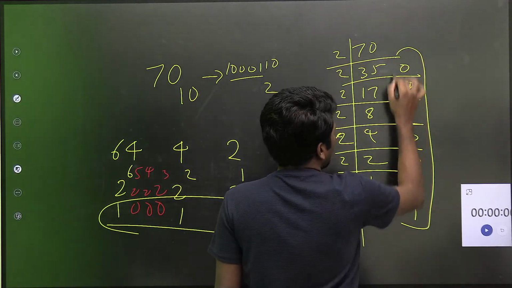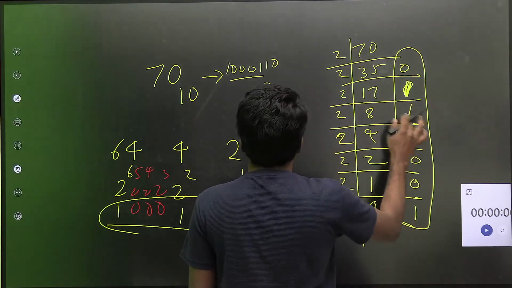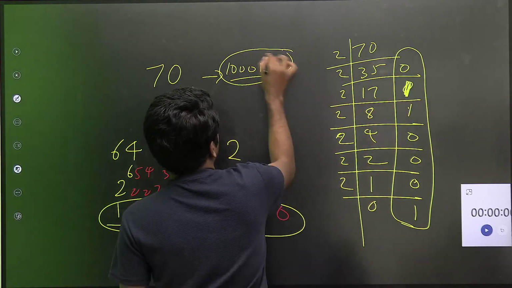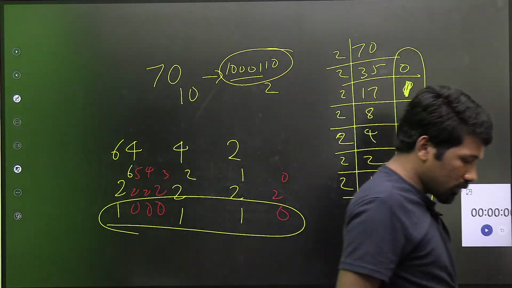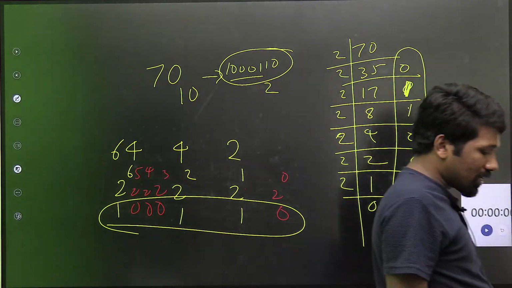1 0 0, reverse order you have to write. 1 0 0 0 1 1 0. Same answer, na. 1 0 0 0 1 1 0. I hope both methods are clear.